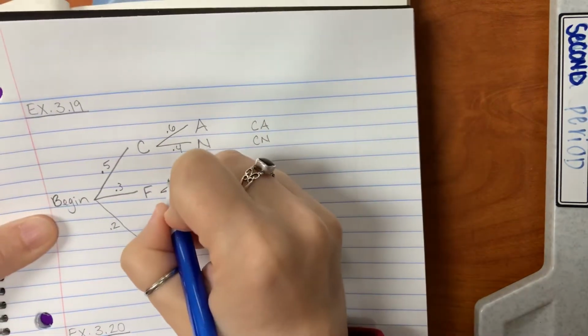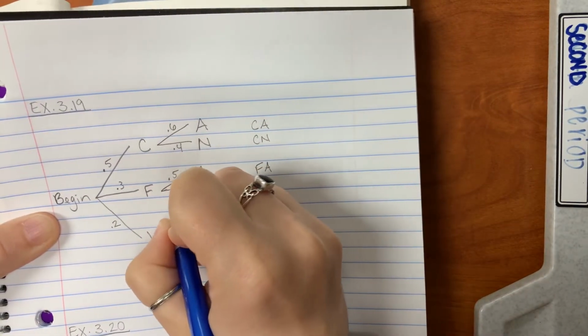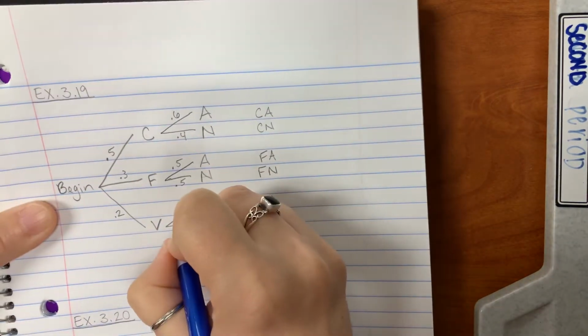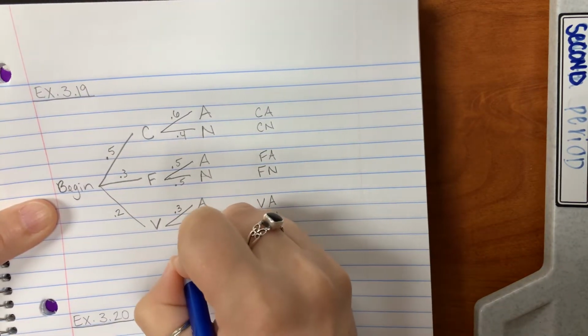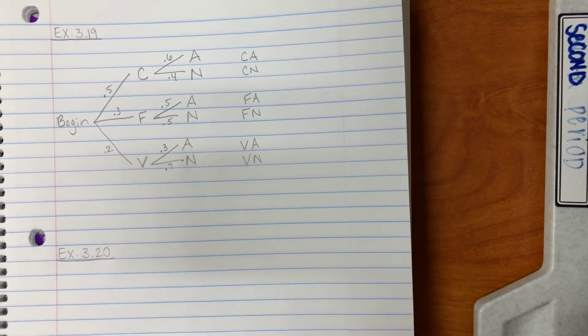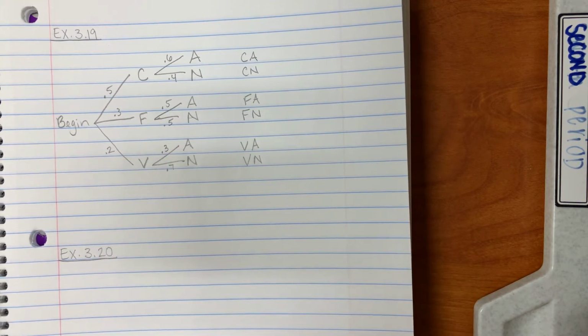50% of Fords. So 50% are not. Volkswagens, 30% are, which means 70% are not. I don't know in what world there's that little air conditioning. Okay, so then go through and multiply out your answers.